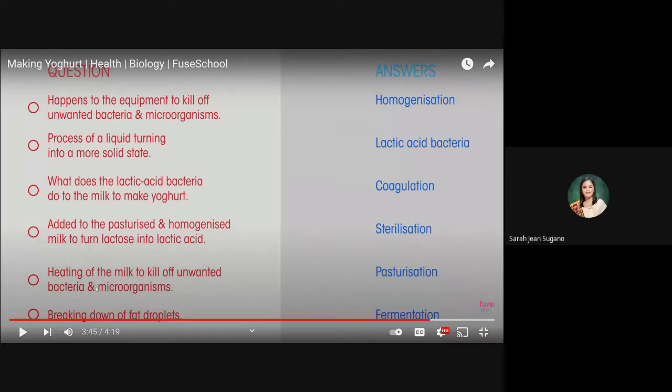So the last one is the breaking down of fat droplets. Homogenization. Yes, very good.